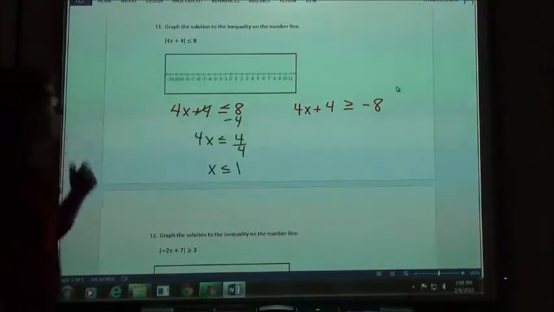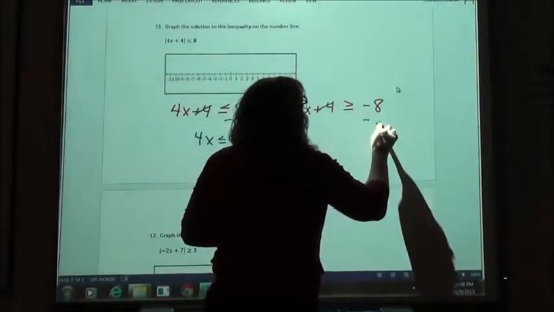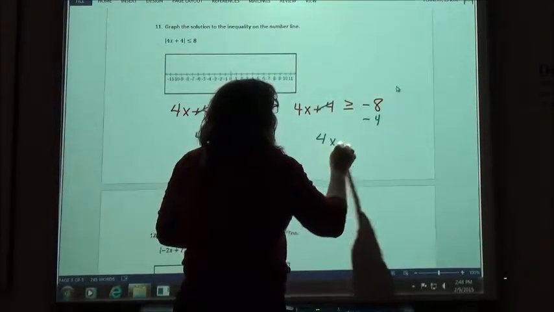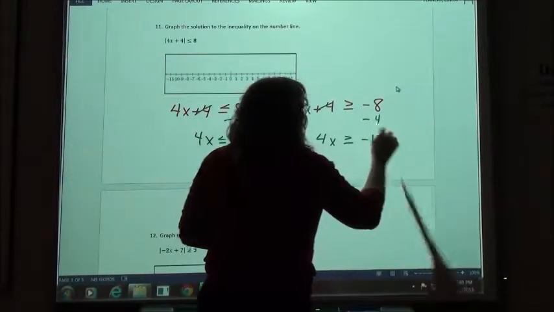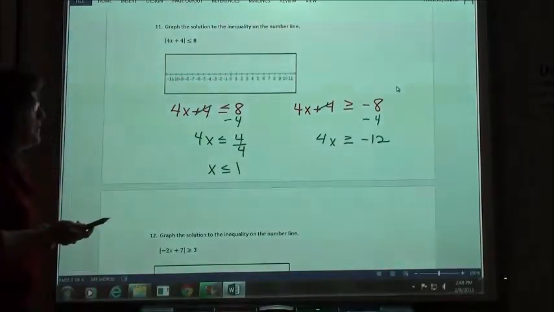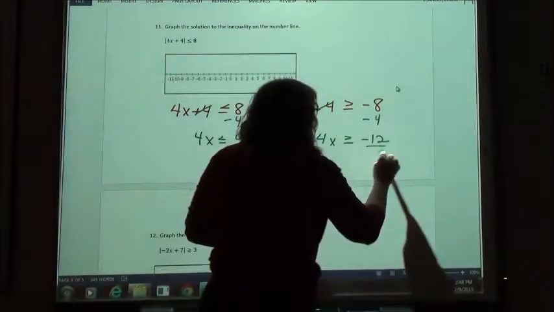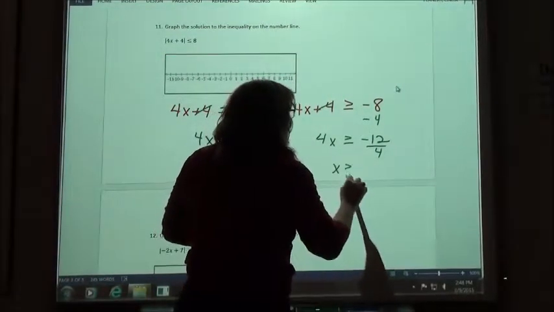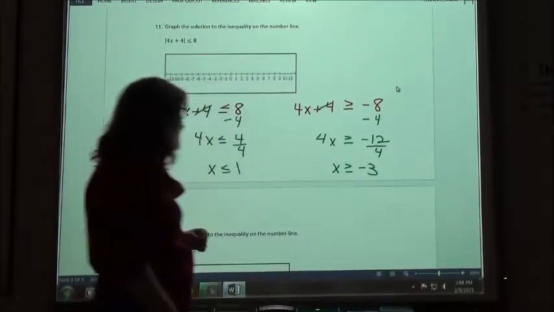On the other part, I'm going to minus my 4. 4x is greater than or equal to negative 12. Dividing by my 4, x is greater than or equal to negative 3.